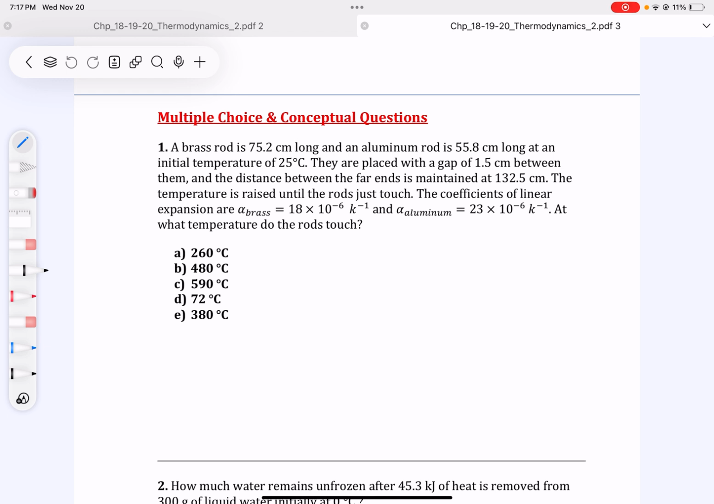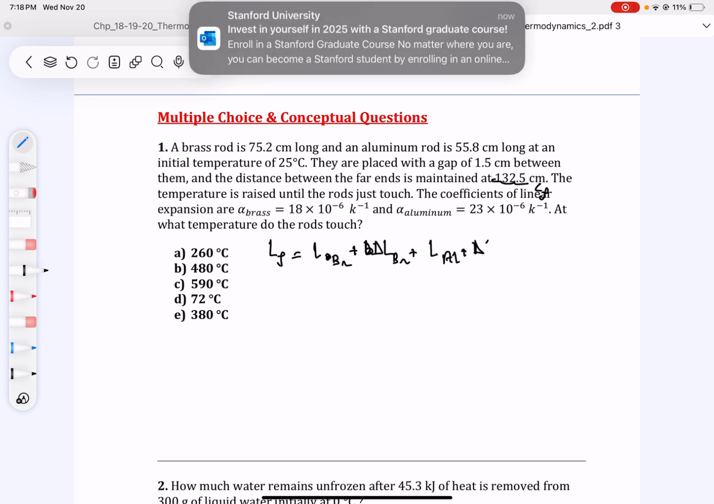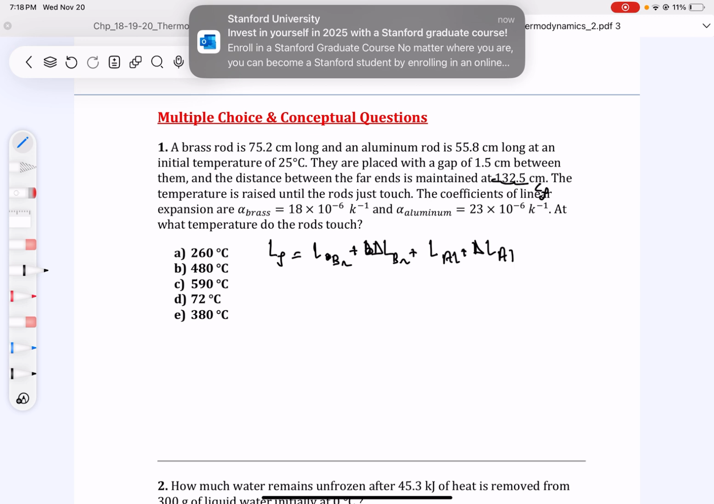Here is the L final that we needed, the final length. The final length is just equal to L brass plus delta L brass plus L aluminium plus delta L of aluminium.